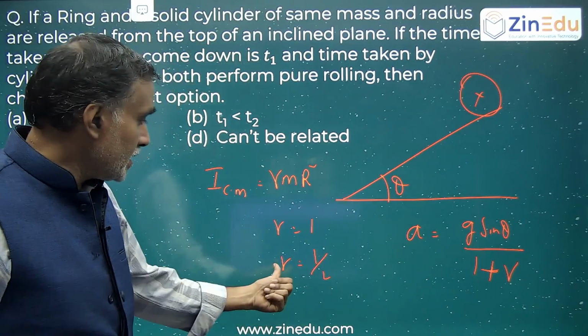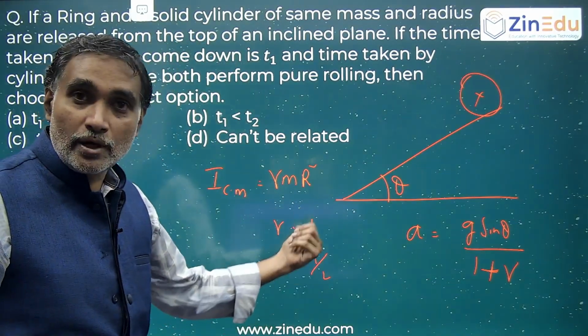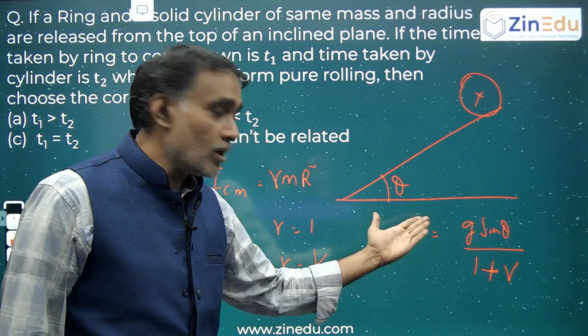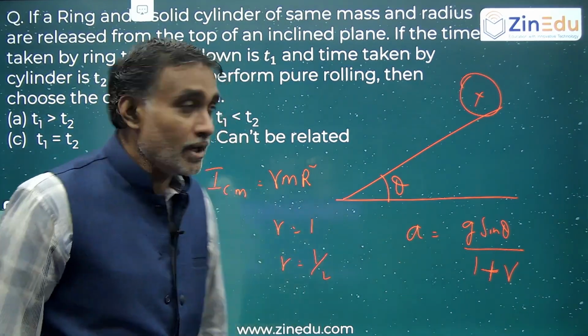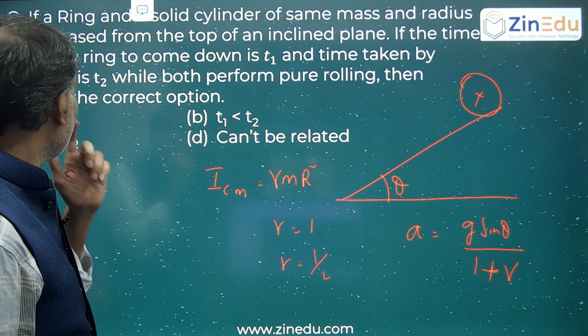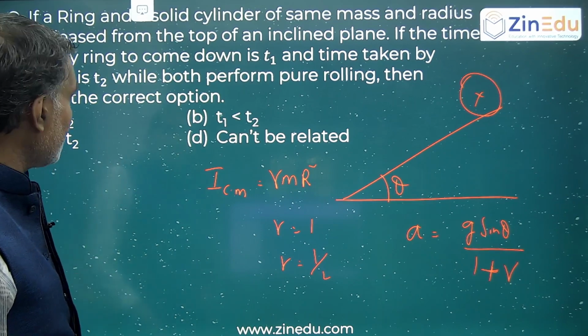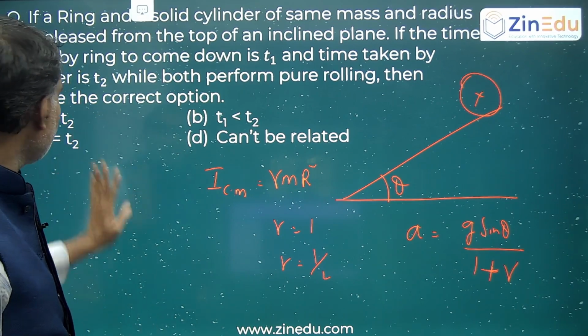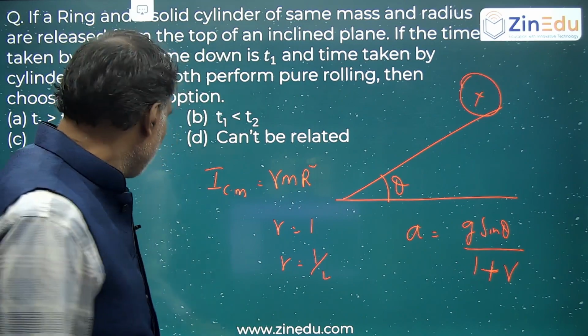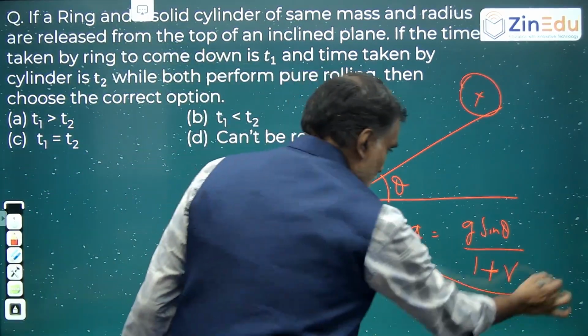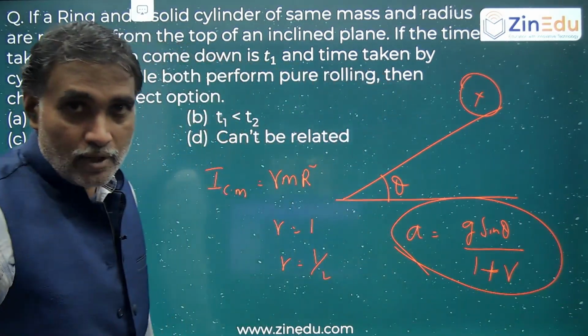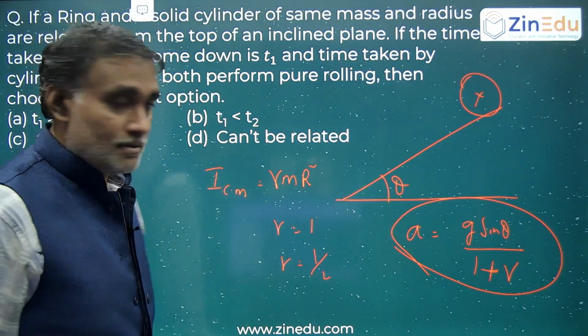For a solid cylinder, gamma is lesser when compared to a ring. So the solid cylinder will have more acceleration, so it will take less time. So T2 is less than T1, or T1 is greater than T2. Answer is A. You can remember this when it is rolling. Theta is the angle of inclination.